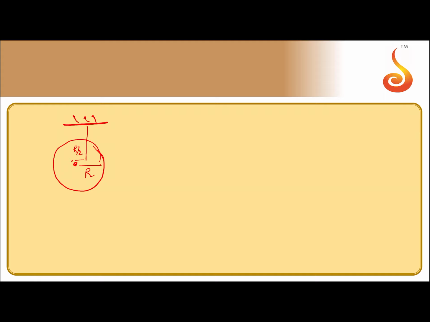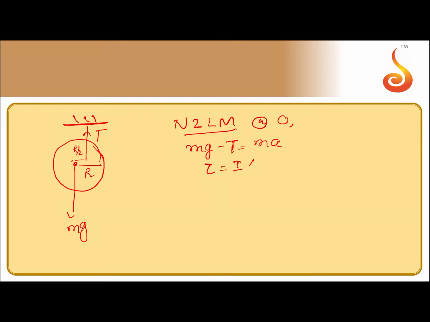Now if you consider this arrangement, let us draw the free body diagram. If you draw the free body diagram, what are all the forces? Mg is down, T is up, the tension is in this direction. So now let us apply Newton's second law of motion at O. So what are all the forces? Mg minus T, that should be equal to Ma, as the system is not in equilibrium. And we also have torque is equal to I alpha about the center of mass.